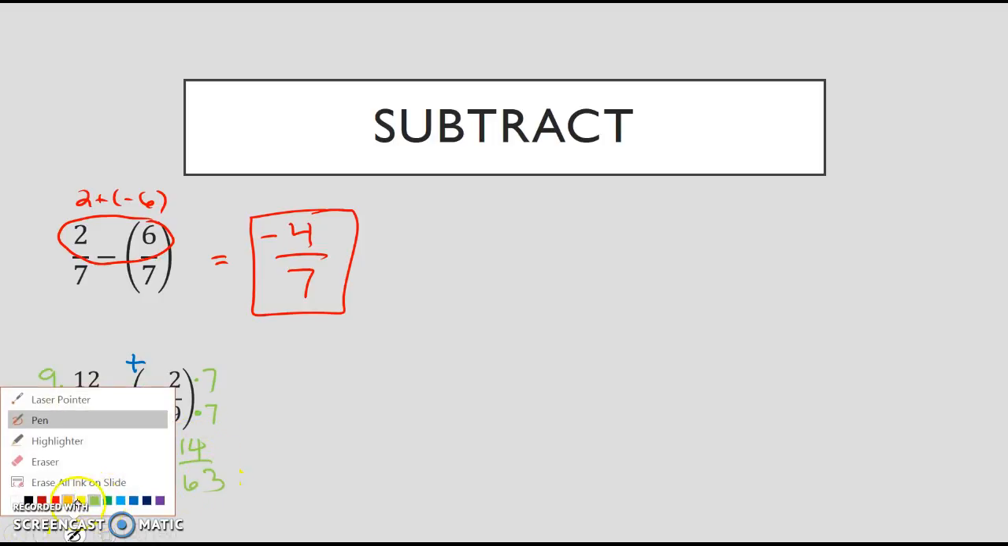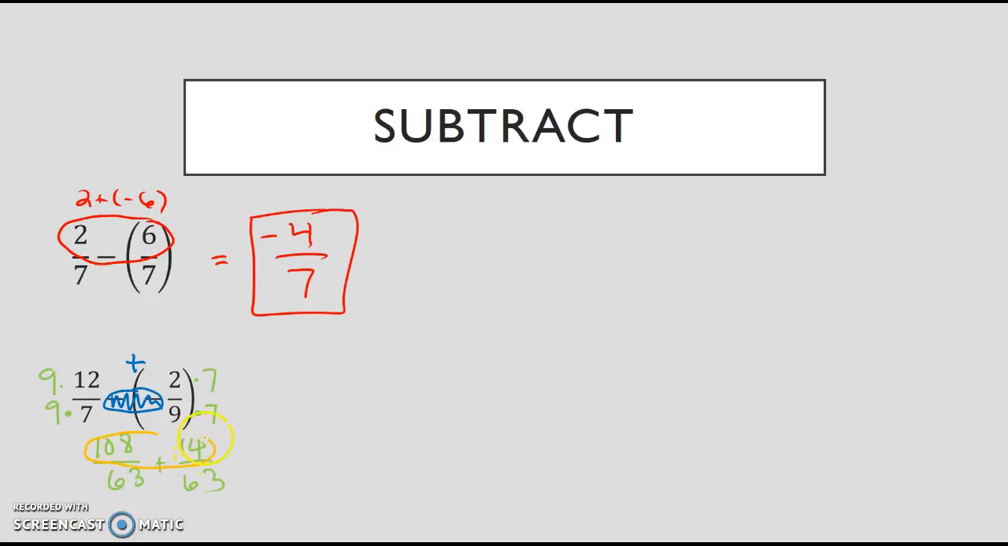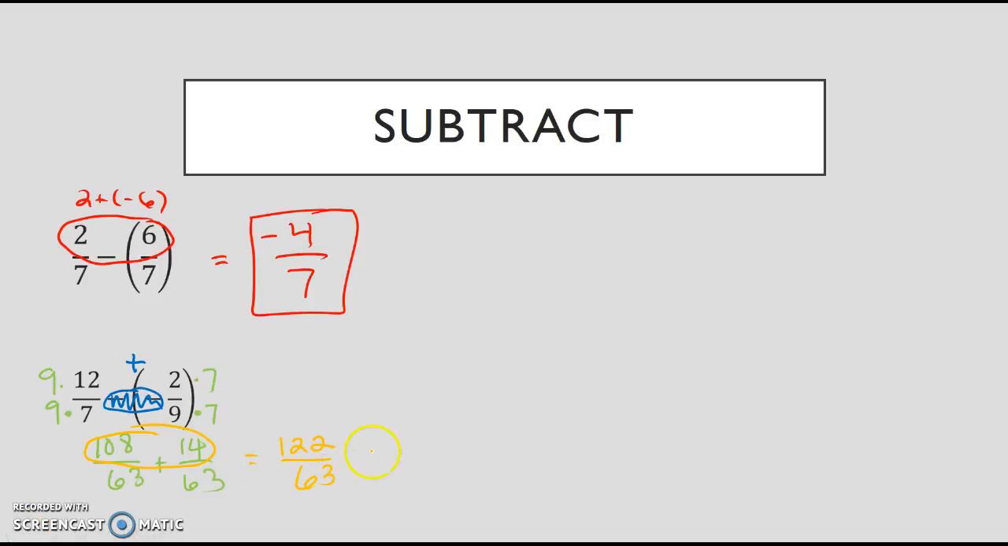And once I have that common denominator, I'm able to add these numerators. So I get 122 over 63. And when I simplify that, 63 goes into 122 one time, and we have 59 left over, 63 as my denominator.